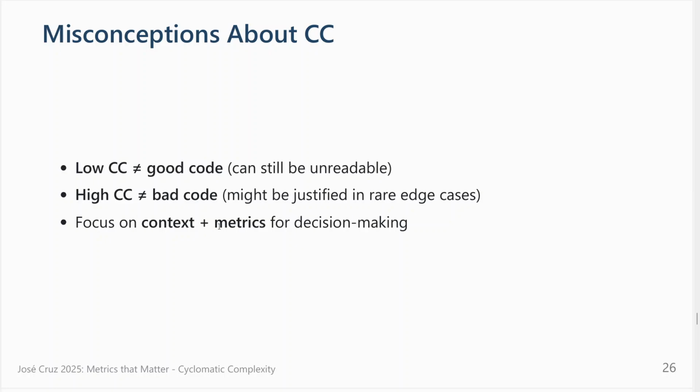Focus on context plus metrics for decision making. Again, context is everything. I think it's a difference for someone that aspires to be an architect or is already an architect. It's the context. You always take decisions based on the context. It's not, okay, I have 30 cyclomatic complexity, it's bad. No, it depends. It's legacy code. Okay, it's bad, but we cannot do anything. Let's create a task and the rest is in the future.